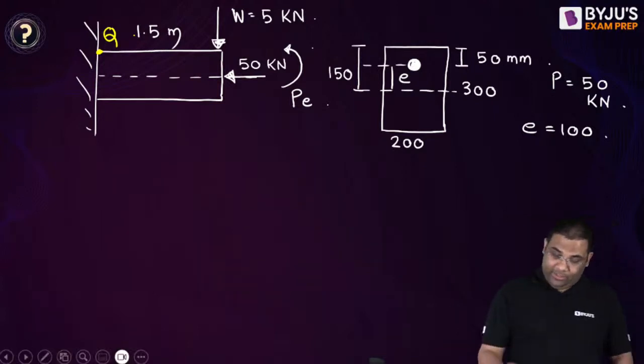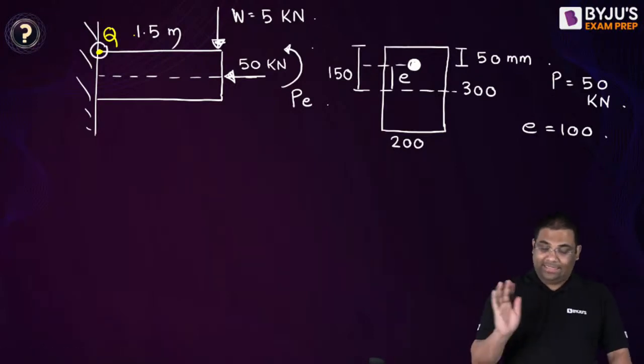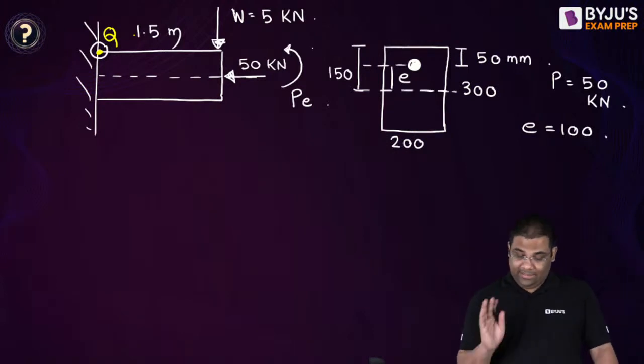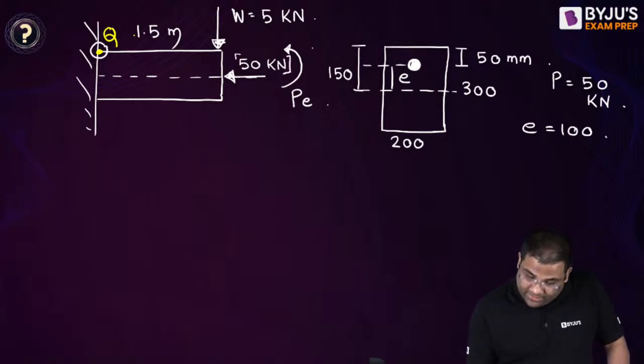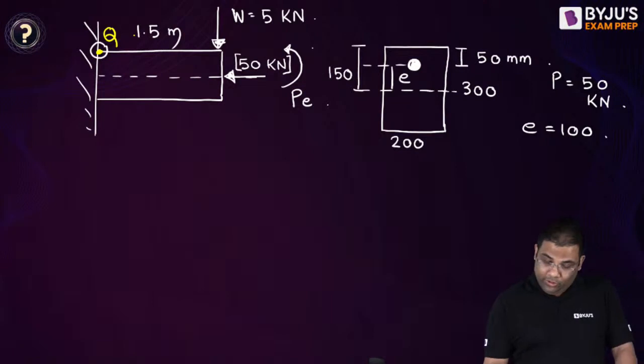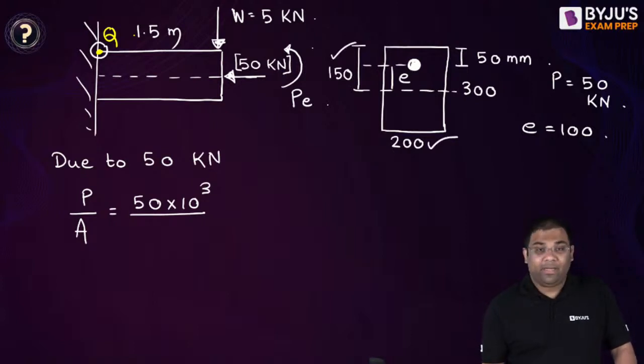Now let us see this point Q. At this point Q, there are three things acting. What are the three things acting? This force is acting, which will generate compression. Due to 50 kilonewton, there will be a stress of P by A. So the load is 50, I'll convert it into Newton, and the area is 200 into 150, the cross section. So how much are you getting for this value?